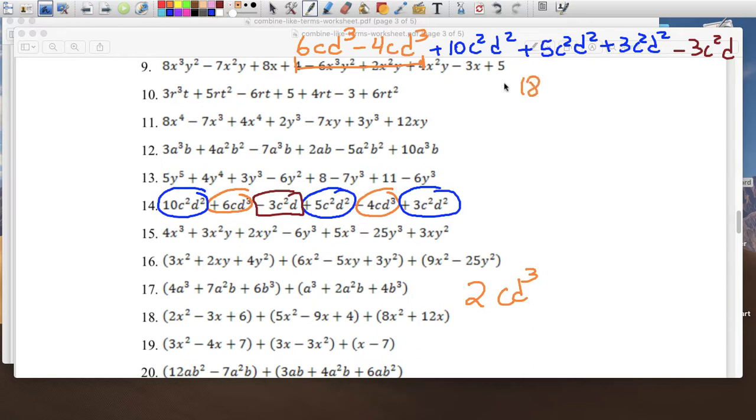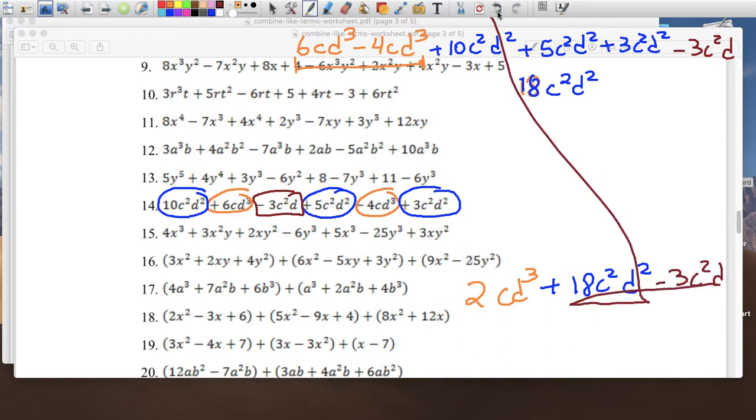So change colors. 18. And 18 of what? 18 of the c2s, d2s. So plus 18 c2 d2. And finally, the last one, minus 3 c2 d. Right, c2. Okay, so that's my answer to that.